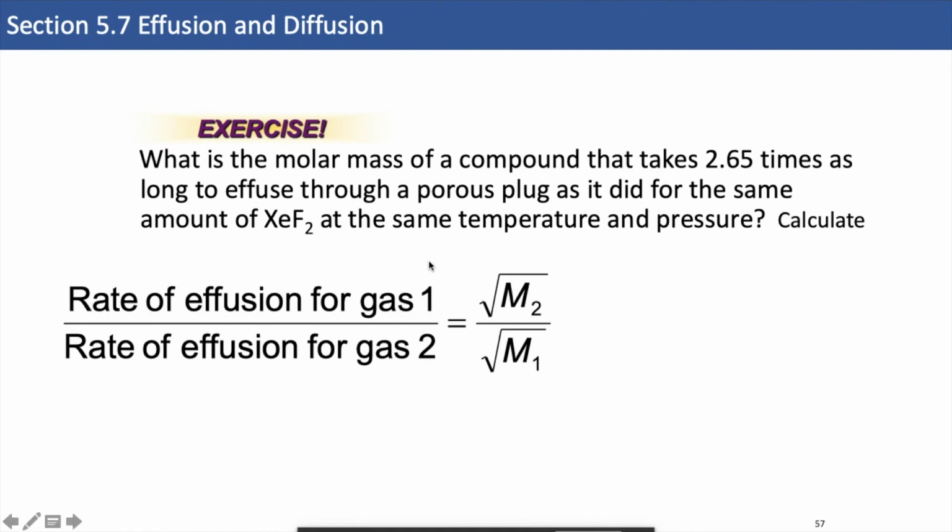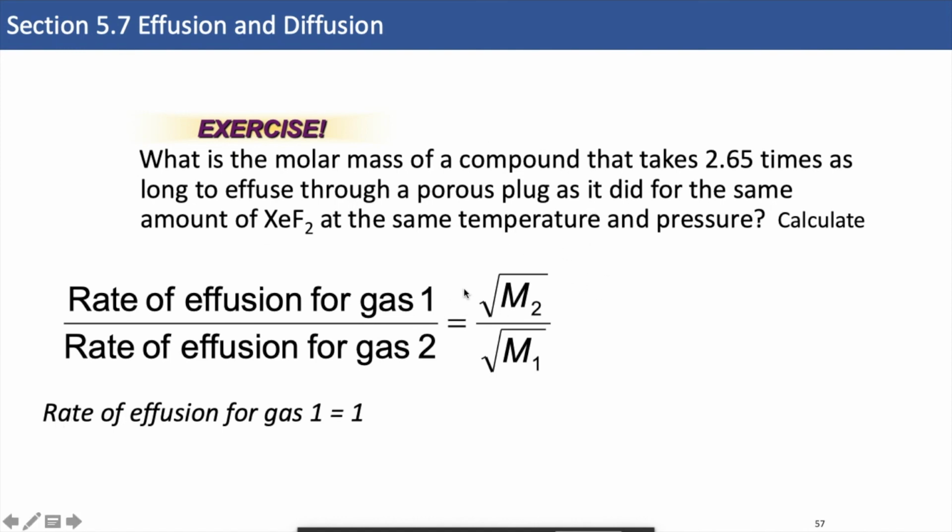I have the rate of effusion for gas 1 divided by the rate of effusion for gas 2, and that's going to be equal to the square root of, in this case, M is the molar mass. So the molar mass of our number 2 gas divided by the square root of the molar mass of our number 1 gas. So looking through this problem, it looks like we have everything we need. Maybe you might think it doesn't look like we have everything we need, but we're going to make some assumptions.